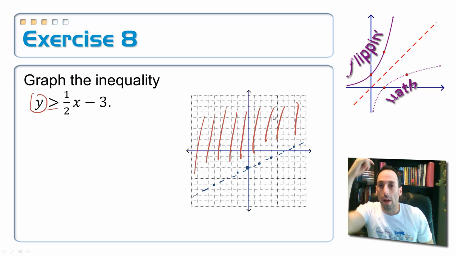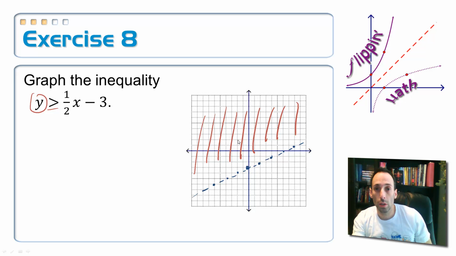Okay? Now, here's a second method. If this one is not working for you, just choose a test point. The best test point is always the origin, as long as your line doesn't go through that point. If it does, you have to pick something else. Okay? Because it would, of course, satisfy it if it was on the line. So let's stick in 0, 0 for x and for y, and see if it turns out to be a true statement. If it's a true statement, that's the part that I shade. If it's a false statement, I shade the other part.